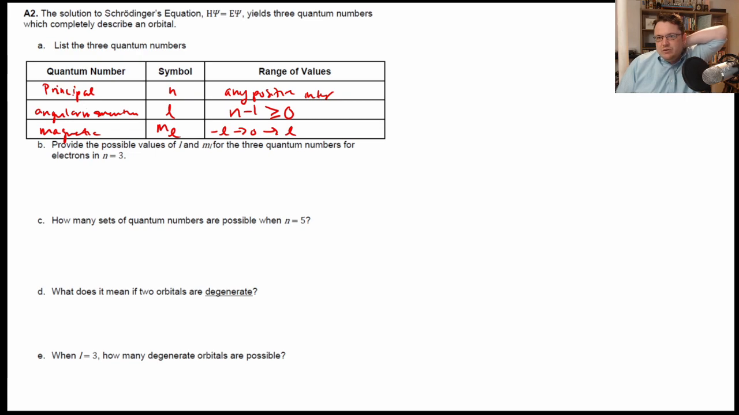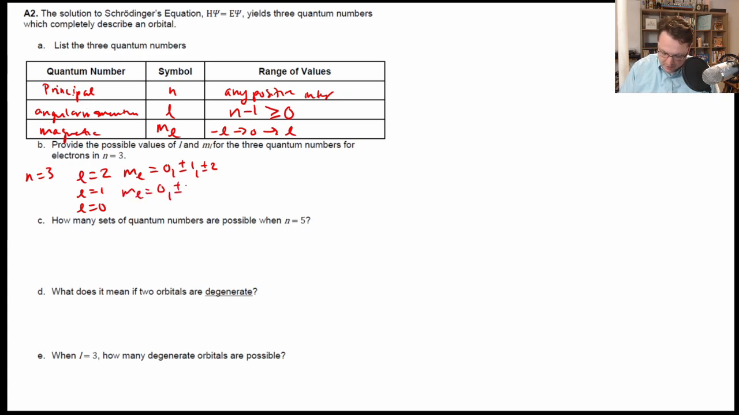Provide the possible values of L and m sub L for the three quantum numbers for electrons when n equals 3. When n is equal to 3, you can have three different L values: L is equal to 2, L is equal to 1, and L is equal to 0. For L equal to 2, m sub L is equal to 0, plus or minus 1, plus or minus 2. For L equal to 1, m sub L is 0, plus or minus 1. And for L equal to 0, m sub L is simply 0. So those are all the possible numbers that you can have.